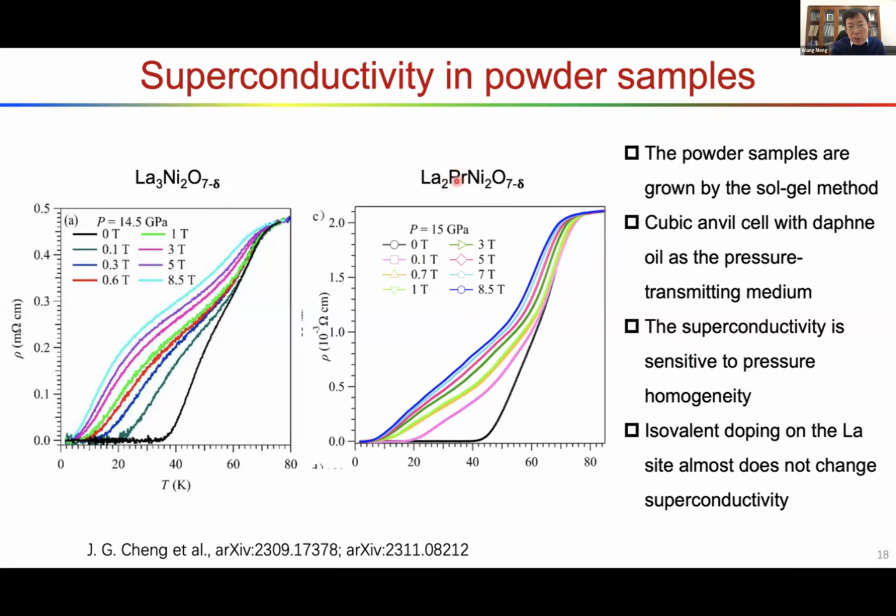They also doped this compound, the isovalent doping, on the lanthanum site. The transition temperature didn't change too much. So we now know the isovalent doping on the lanthanum site almost does not change superconductivity.